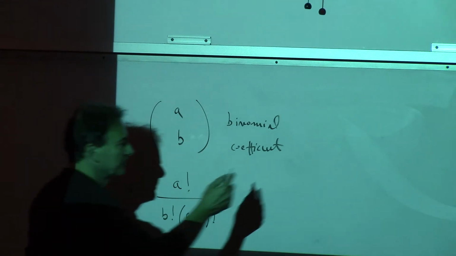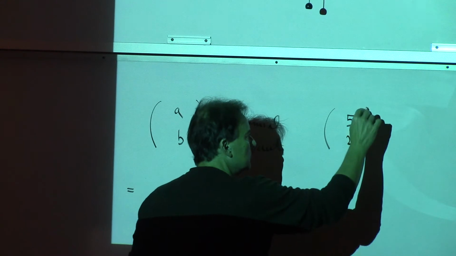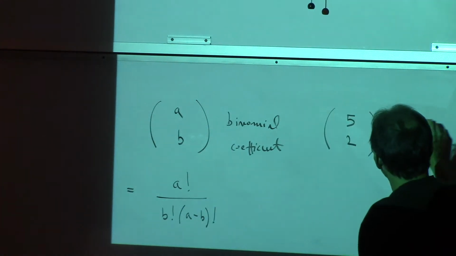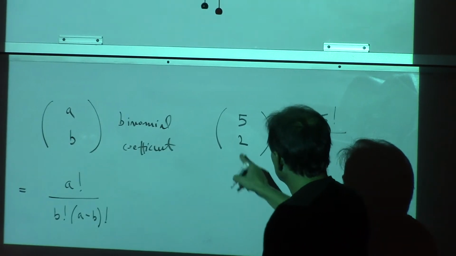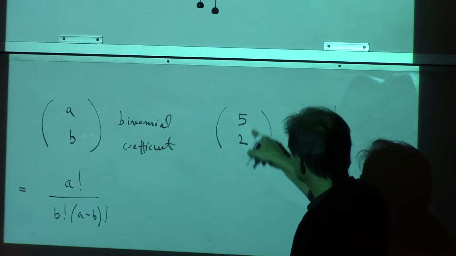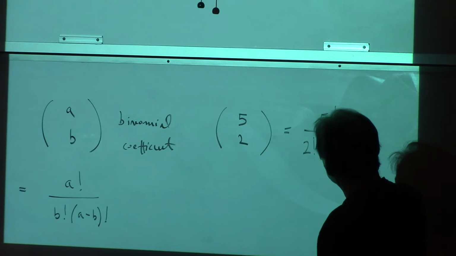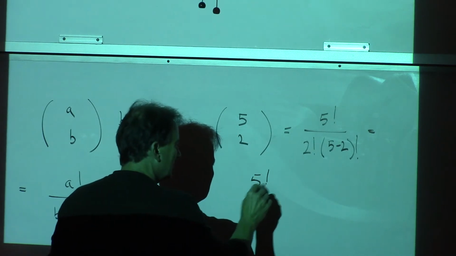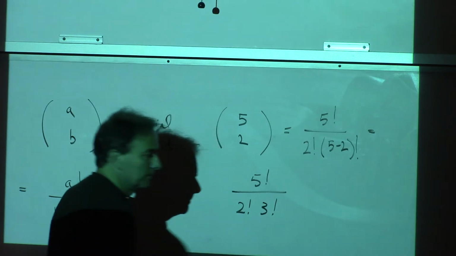Let's look at an example. If I had the binomial coefficient, for example, 5 into 2, I would write that as 5 factorial on top. On the bottom, I would have 2 factorial, but then I would have another factorial, which is the difference of the top and the bottom, which is 5 minus 2, which is 3. So this would simplify to 5 factorial divided by 2 factorial times 3 factorial.